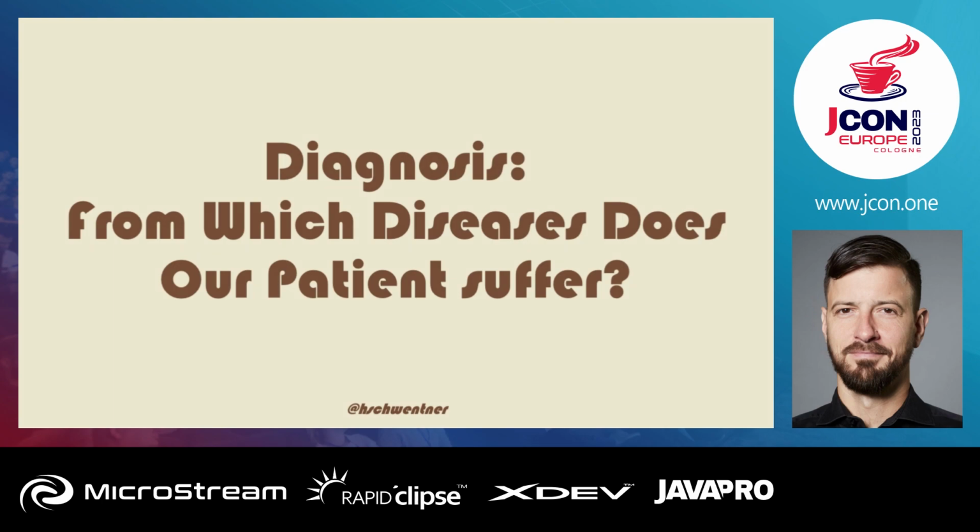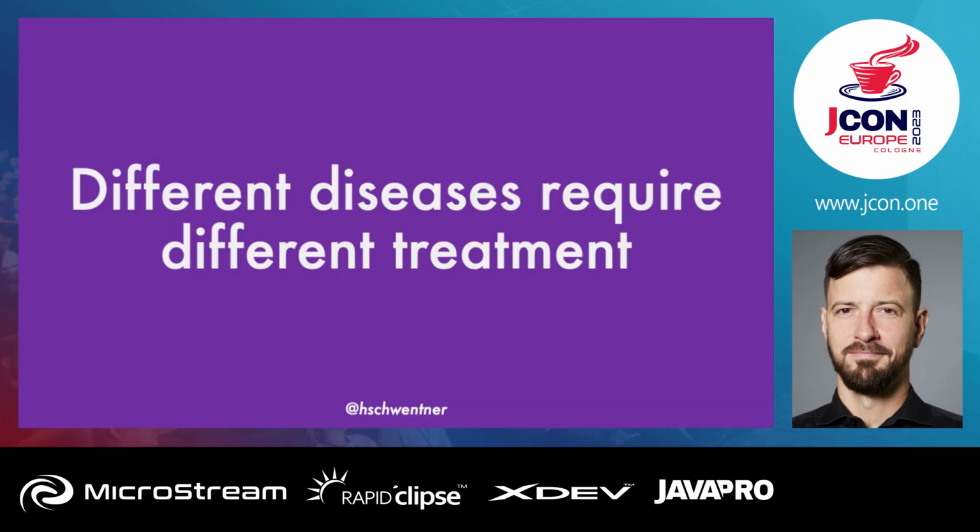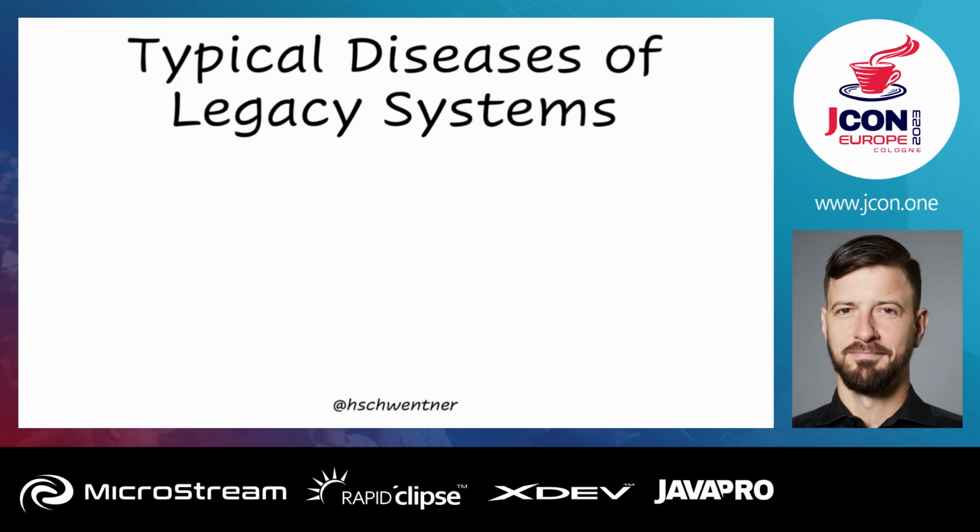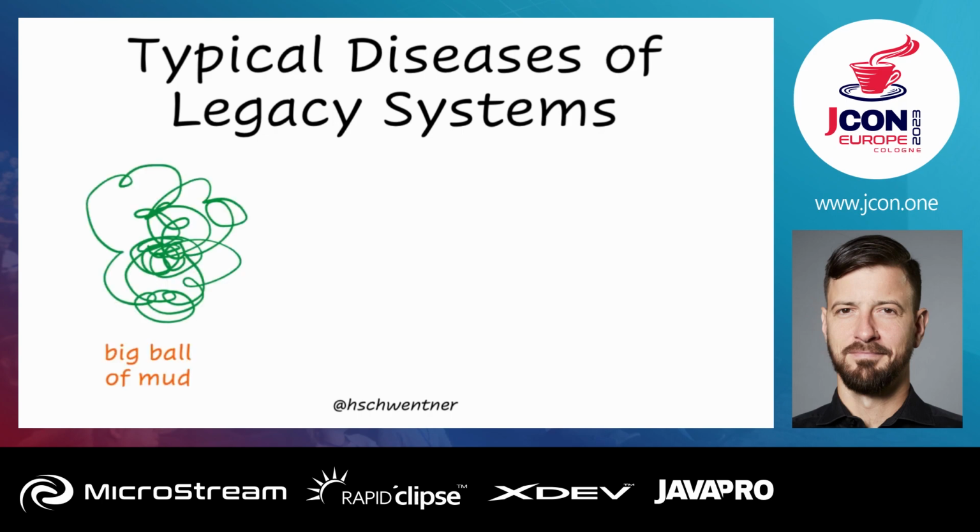Where's the problem? So it's a bit like being a doctor looking at a patient and seeing, well, which diseases do they actually have? Which diseases do they suffer from? And what's important here is, of course, that different diseases require different treatments, different medicine, so to say. So what are typical diseases that we find in old systems and legacy systems?